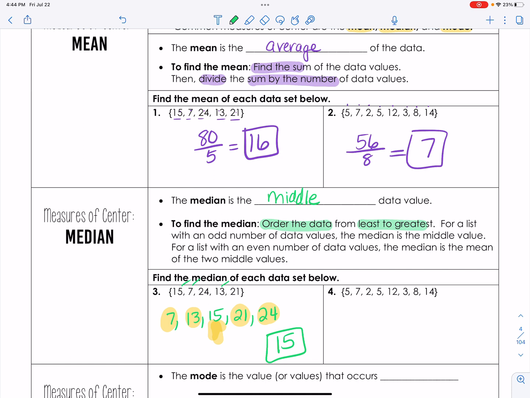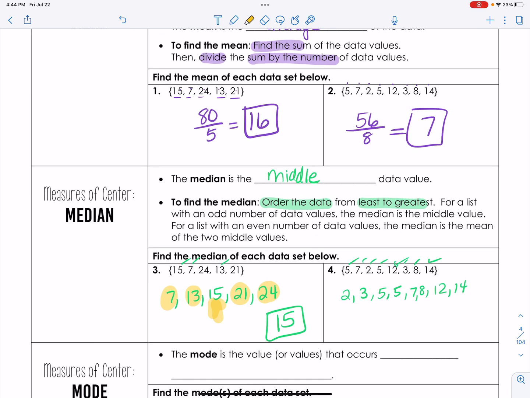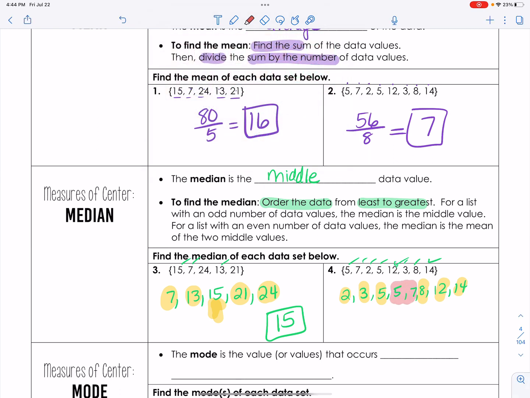Now I'm going to do the next one. I'm going to write my list. I have a 2, a 3, and two 5s. You have to write the 5 twice. Then I have a 7, an 8, a 12, and a 14. So I got them all. To find the middle, those go together, those go together, those go together. Now I'm going to use a pink here. These are the two numbers in the middle.